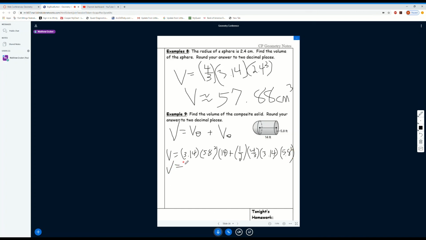The volume of the cylinder is 1,478.81. And the volume of the hemisphere is 408.43. My handwriting is just getting better and better. If you add them together, the volume of that composite solid is 1,887.24 feet cubed.